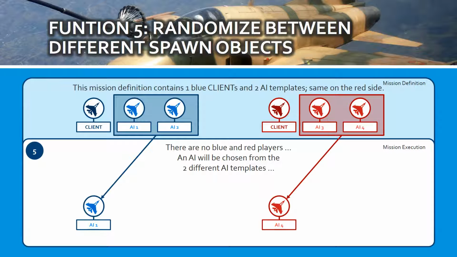And the fifth function is when you have two spawn objects defined for, let's say, an AI, then you can do this. So the AI balancer will then select one of the two and will instantiate that. So for blue it's instantiating AI1 here, and for red it is instantiating AI template 4.